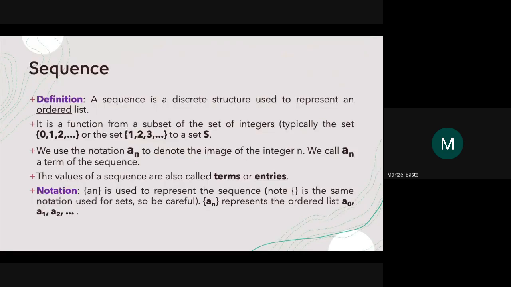To introduce the topic, here is a definition: a sequence is a discrete structure that is used to represent an ordered list. Remember, in sets the elements are not arranged in order. It is not important whether they are arranged or not. But in a sequence, it must be an ordered list.